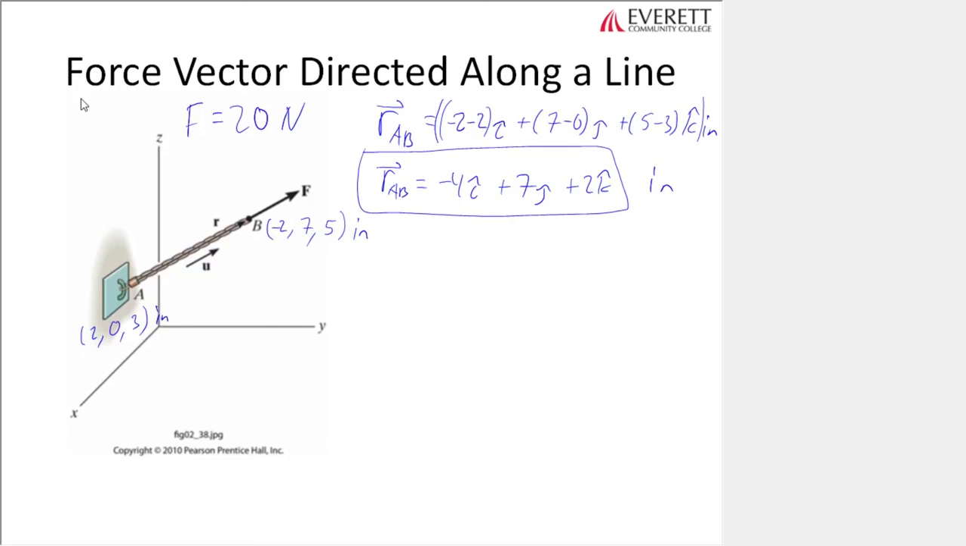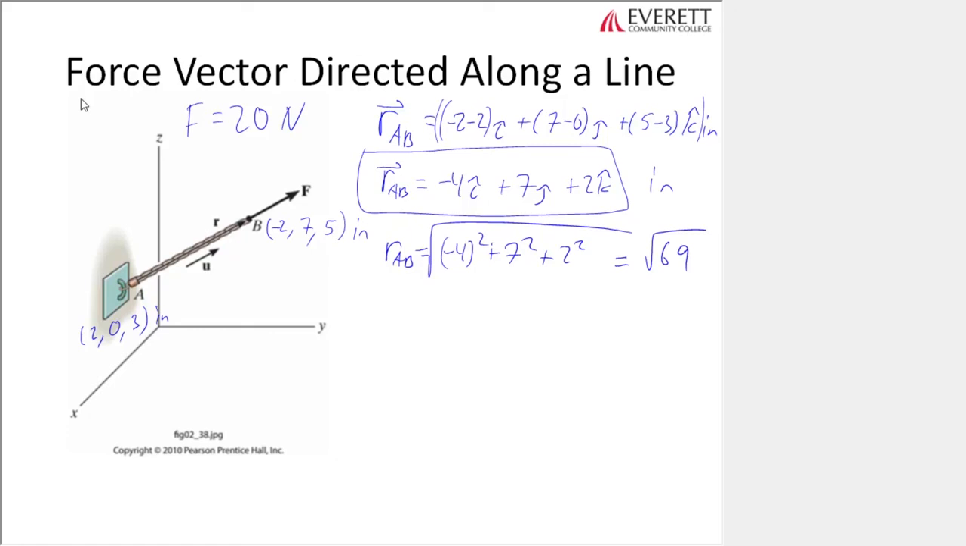So if you had two pieces of information, let's say you had 5x, and you just wanted the x, what would you do? Divide out the 5. Okay, so that's what we're going to do. We're going to divide out the magnitude. So how do we find the magnitude? The magnitude of RAB is going to be equal to -4 squared plus 7 squared plus 2 squared, square rooted. And that's all going to be in inches. Okay, so our magnitude is square root of 69.